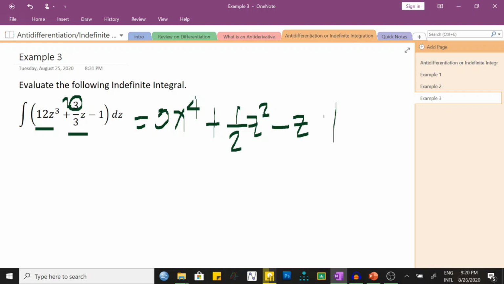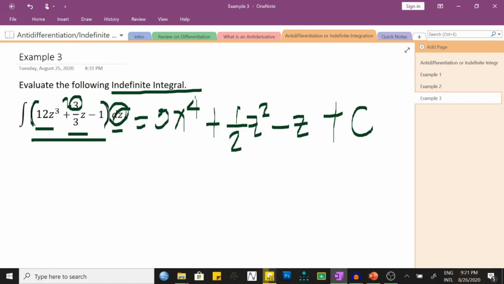But then we need to add plus c because indefinite integration means looking for all, or the family of all possible antiderivatives for this one. Just notice how we wrote dz. Since we are integrating a polynomial here, we enclose it first with a pair of parentheses before we attach dz. This means that we are to integrate with respect to variable z. And that's it for antidifferentiation or indefinite integration.